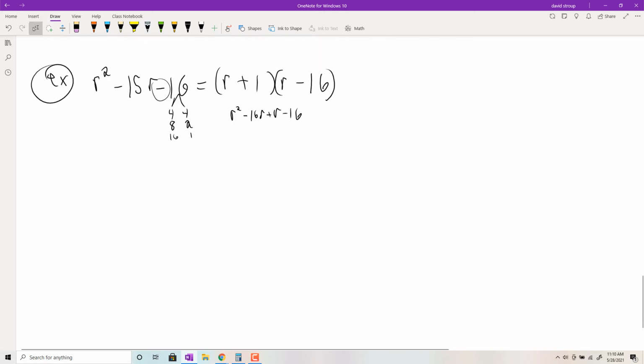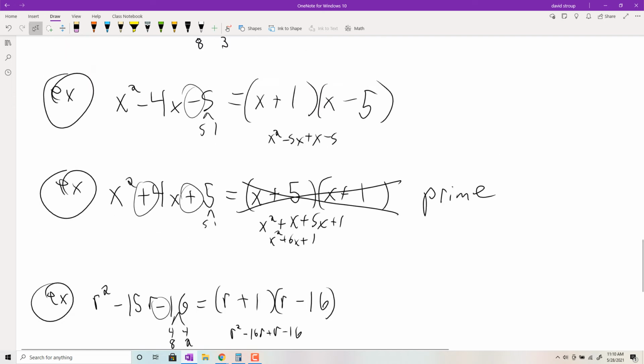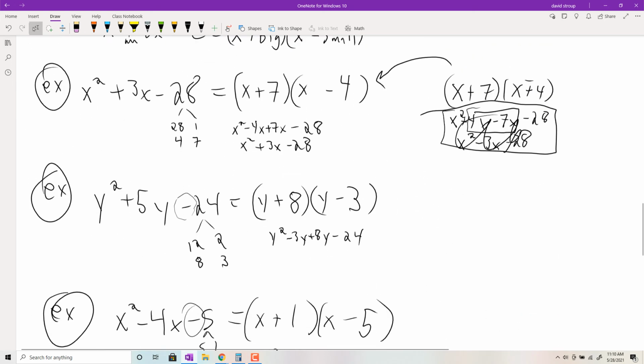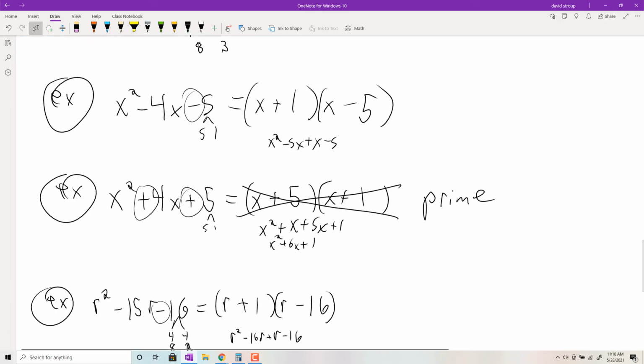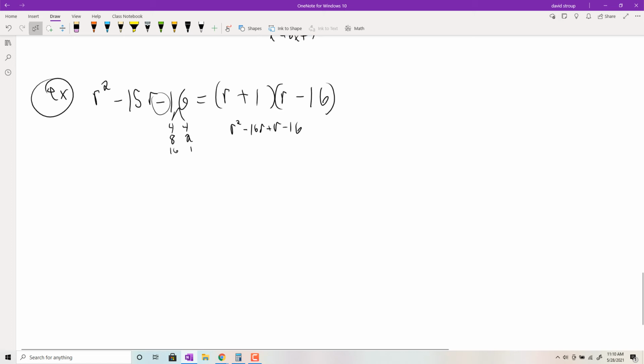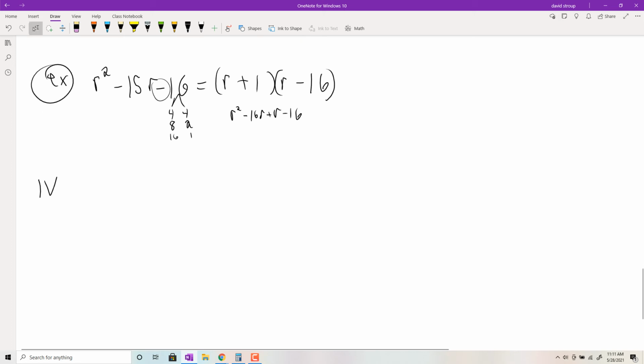Okay, what happens when I add another variable to the mix? Okay, and it turns out it's kind of just the same game, except you're going to slip in an extra variable in your factorization. So two variable problems.